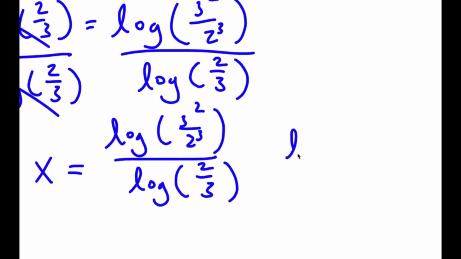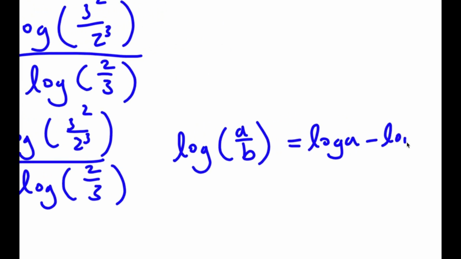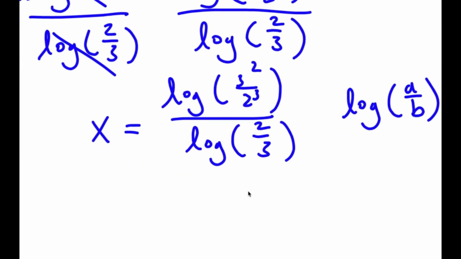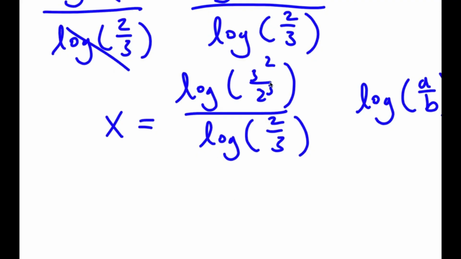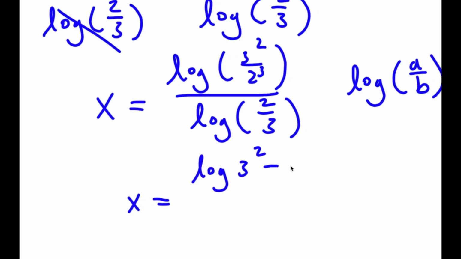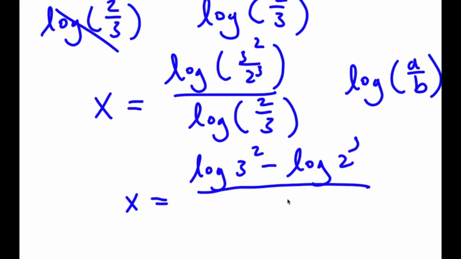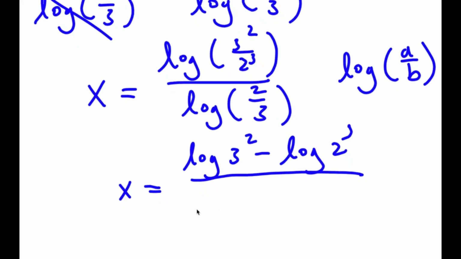Now if I have something in the form log of a over b, this is equal to log a minus log b. So for log of 3 squared over 2 to the power of 3, this will equal log 3 squared minus log 2 to the power of 3. And for log of 2 over 3, it's going to equal log 2 minus log 3.